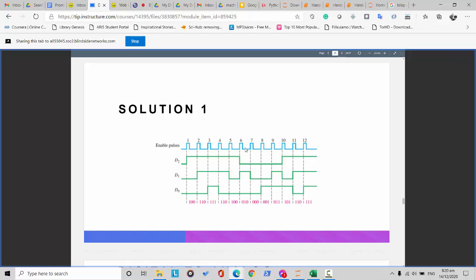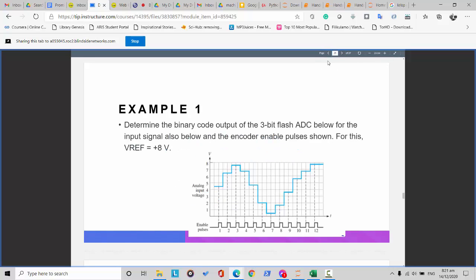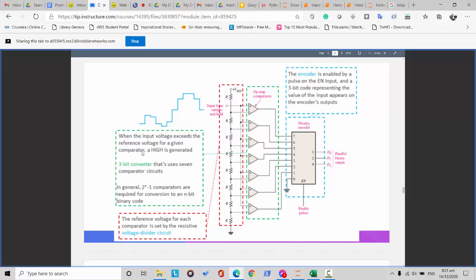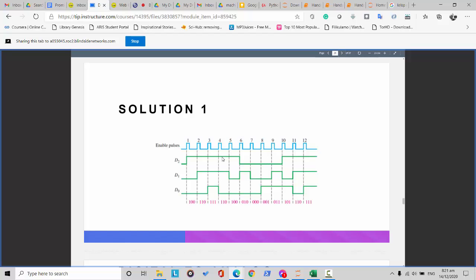Now the solution for this is this. Actually, we cannot do the solution, but the circuit does this. If we have this particular signal, we enter it into this particular circuit, and we have the following output, the 3-bit output. We call it the 3-bit binary parallel output.